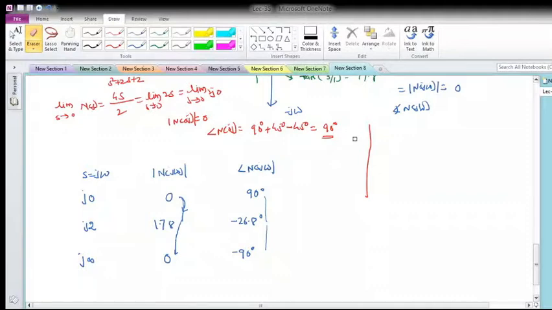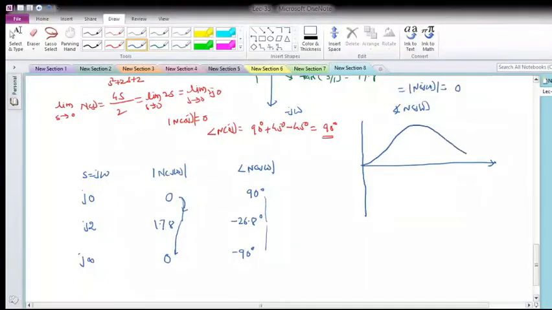Whatever we talked about, if I would like to draw it, it will be something like this. As omega increases, the magnitude is increasing. At some frequency it is maximum, and after that it again reaches 0 for higher frequency.